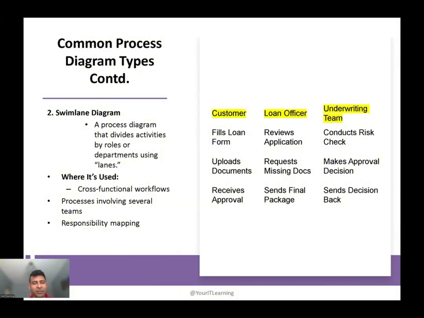So the customer fills out the form, loan officer reviews the application, underwriting conducts risk check, and it's the customer's responsibility to upload the documentation. Then the loan officer can request any document that is missing. Underwriting makes approval. At the end, customer receives the approval. Loan officer sends the final package and the underwriting team sends the decision back.